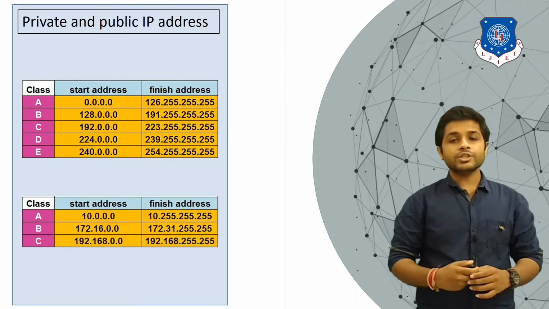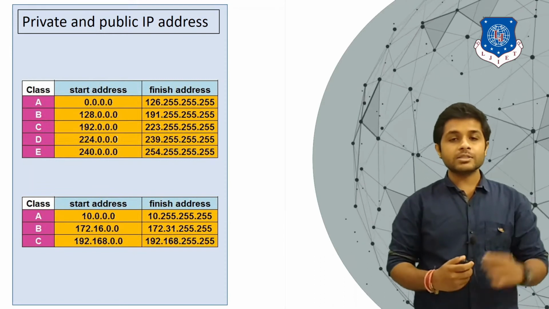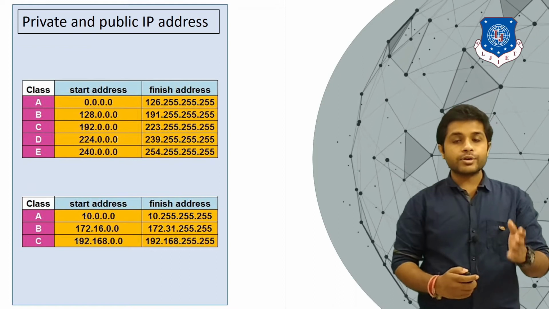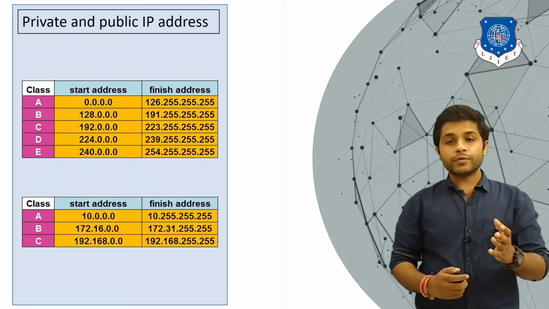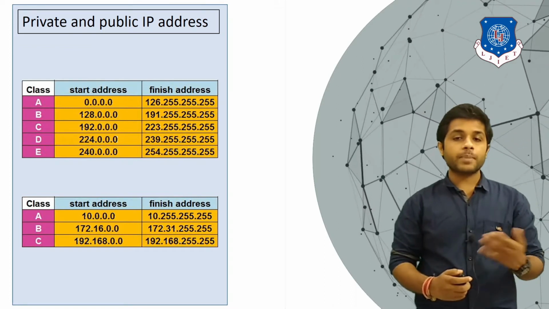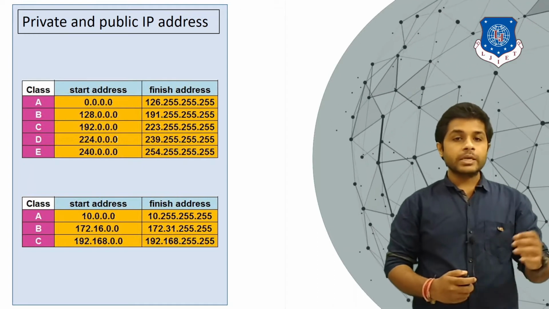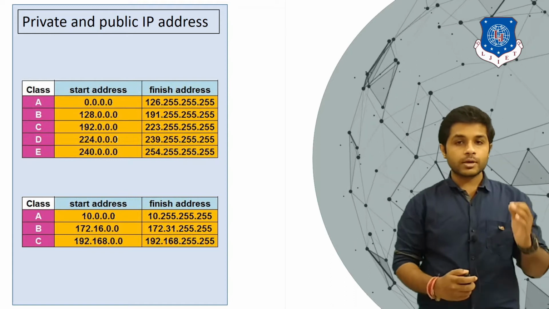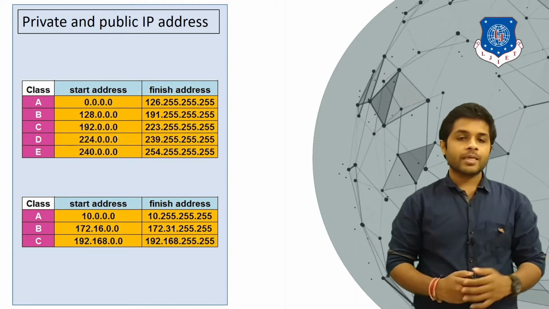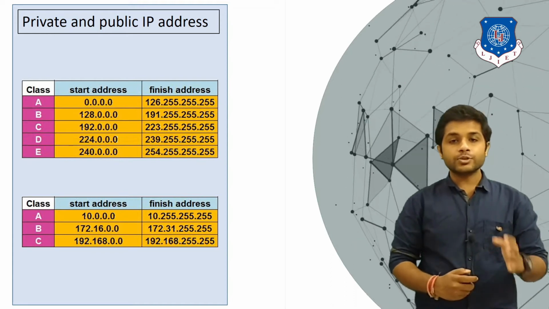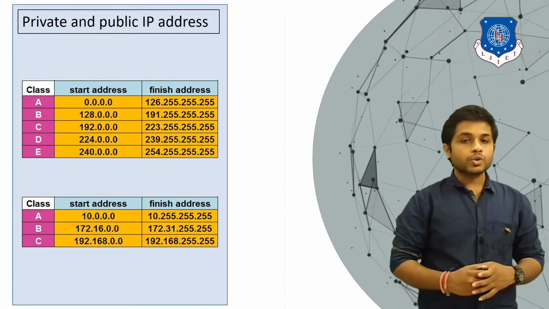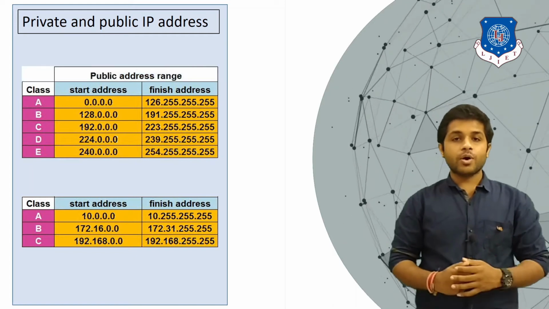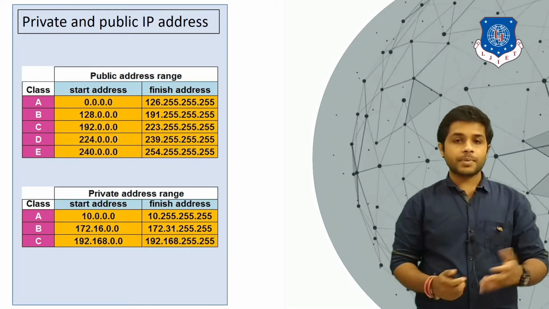This is the range of private IP addresses in each class. In class A, 10.0.0.0 to 10.255.255.255 is the range of private IP. In class B, it is 172.16.0.0 to 172.31.255.255. In class C, it is 192.168.0.0 to 192.168.255.255. This is the range of private IP addresses; the rest are public.